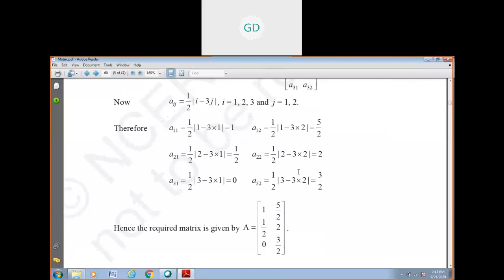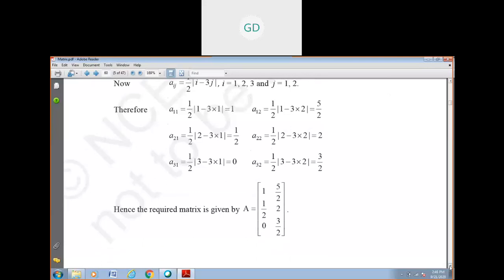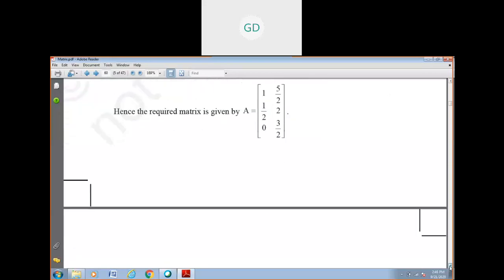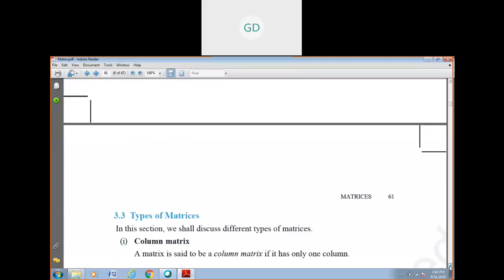So this means whenever the elements of a matrix are given using a rule or function, then just considering the values of i and j, we can construct a matrix of any order. But the definition of the elements must be given distinctly. It's very simple.